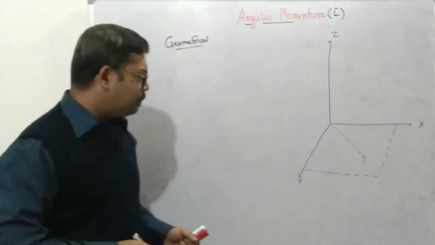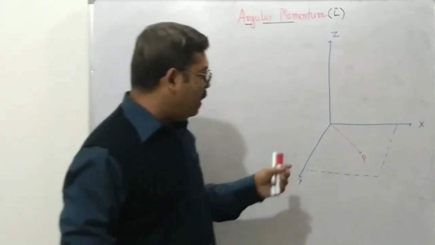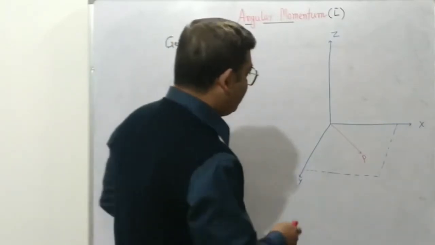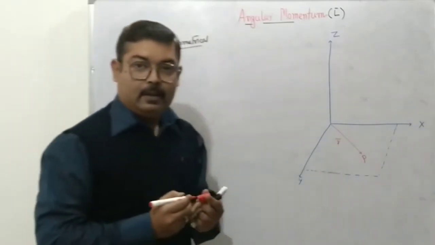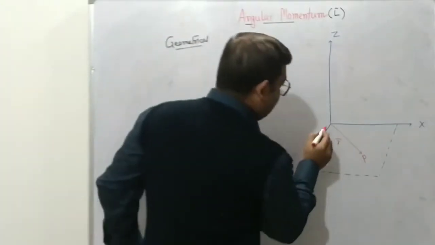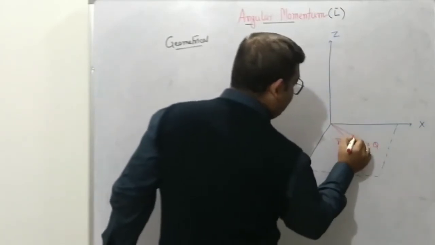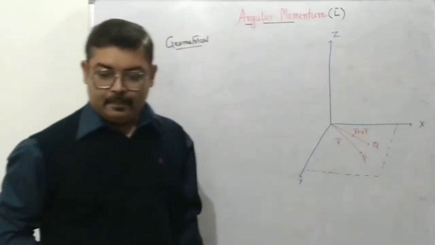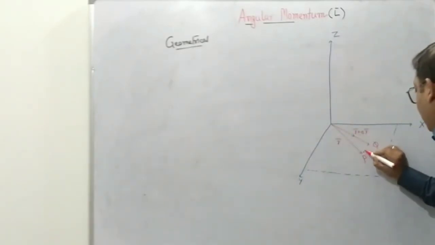Now let us consider a particle at point P which is moving under a certain force with a certain velocity. Let's say its initial position vector at point P is given by vector r. After some small amount of time delta t, it has moved a little bit to a new position Q whose position vector is given by r plus delta r. So the displacement of the particle is from P to Q.